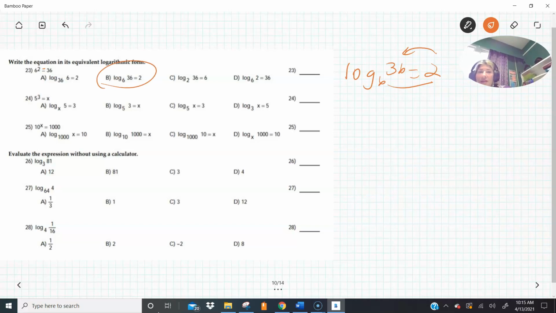24, log base 5 of x equals 3, so it's under and over. 24, the best answer should be C. Problem number 25, the base is 10. Log base 10, the exponent is x of 1,000.